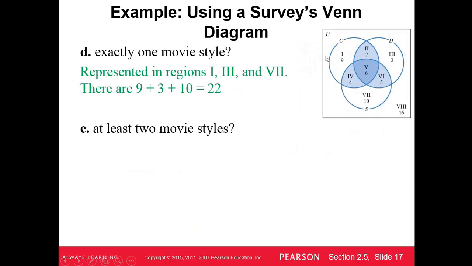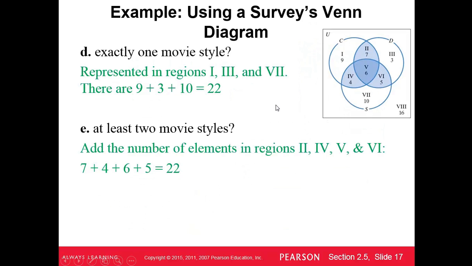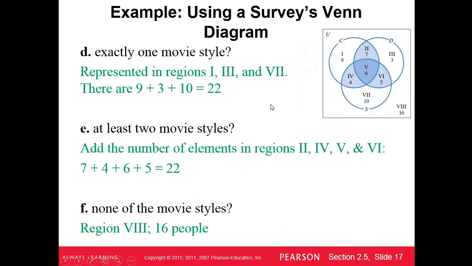How many liked at least 2 movie styles? That would be 7, 4, 6, and 5. Because the 7, 4, and 5, they like 2, and the 6, they like all 3. That's, again, 22. How many didn't like any of them? We already figured that out. Those are those 16 people in region 8.